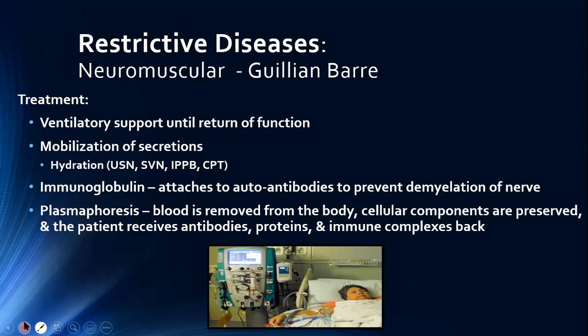We can also give them what's called immunoglobulin. Immunoglobulin attaches to those autoantibodies to prevent them from further eating away your myelin, okay? We can give them IV immunoglobulin, and that will attach to those autoantibodies that are on the myelin and keep them from further damaging the nerve, right? We can also do what's called plasmapheresis, where we remove all the blood from the body. All the cellular components are preserved, and the patient receives antibodies, protein, and immune complexes back. So it's kind of like washing the blood, almost like dialysis.